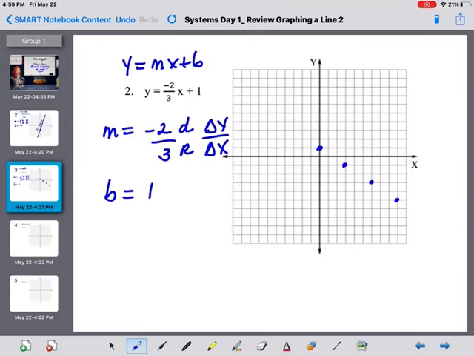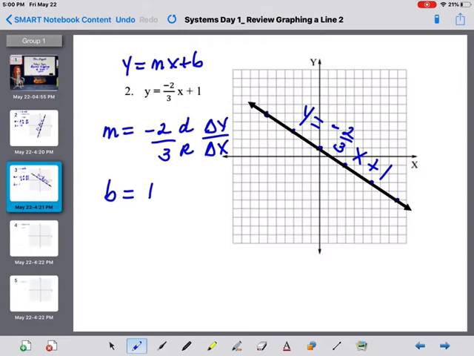And then from that y-intercept, I can go back and go in the opposite directions and go up 2 and to the left 3. So I'm ready to graph my line. And the equation is y equals negative 2/3 x plus 1.